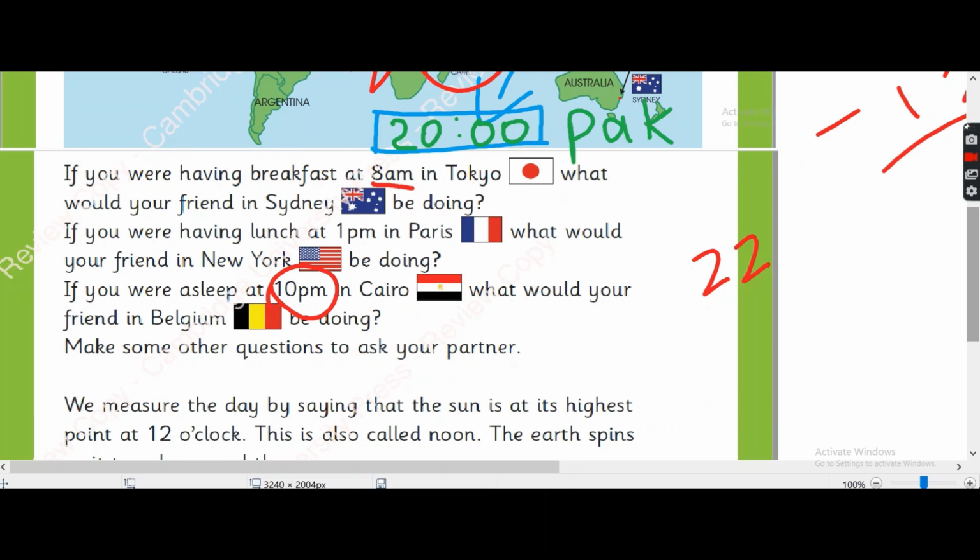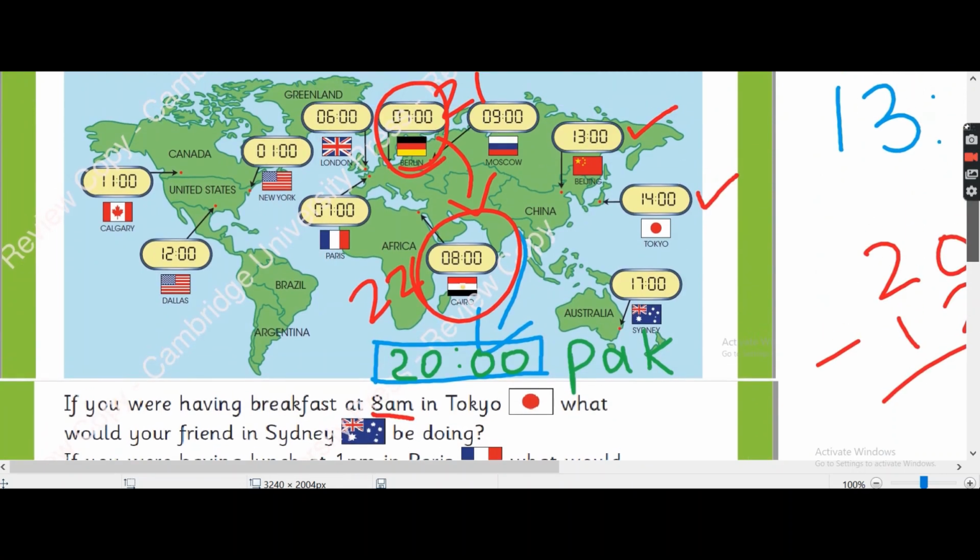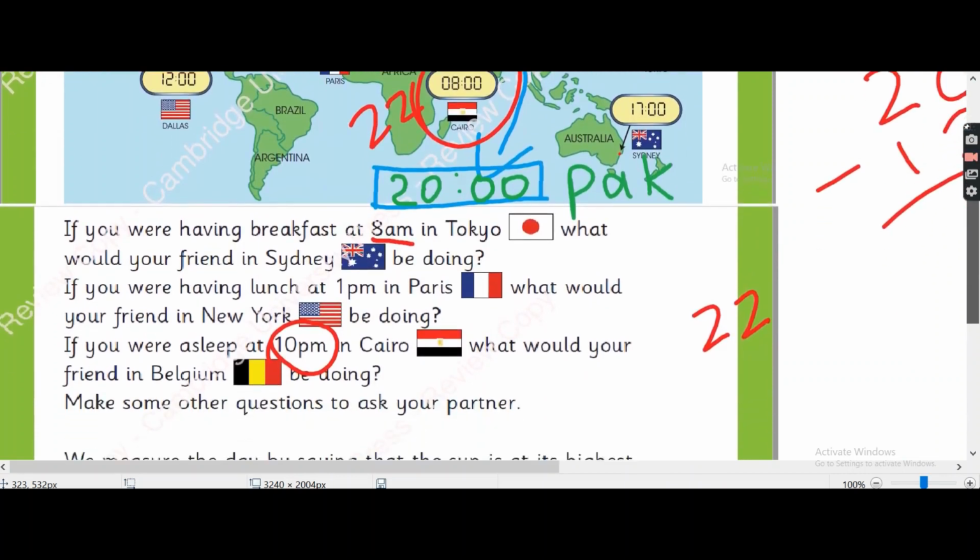Okay. Make some other questions to ask your partner. You can tell your partner that one of my cousins is living in Canada, and if I am having my breakfast at 8 a.m. in the morning, what would my cousin in Canada be doing? So he must be sleeping, because 8 a.m. in Pakistan means night time in Canada. You can make questions like this.